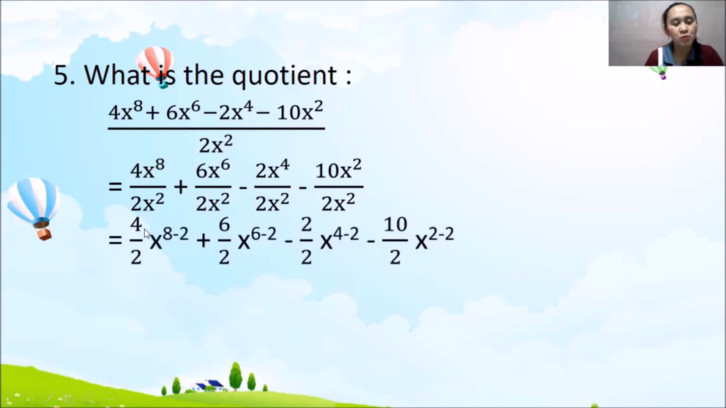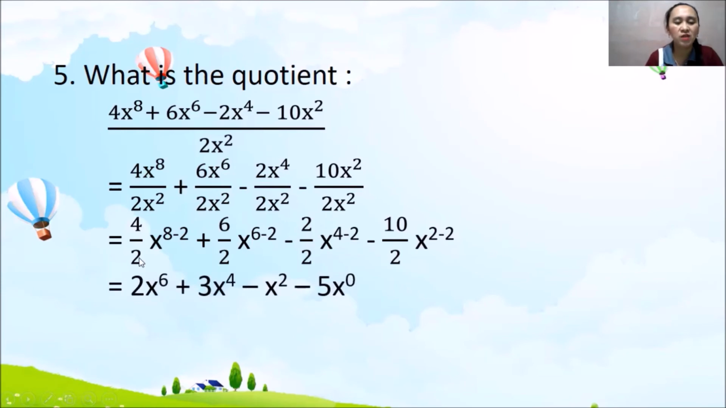Okay, divide the numerical coefficient 4 divided by 2, x to the exponent of 8 minus 2, plus 6 divided by 2, the variable of x raised to the exponent of 6 minus 2, minus 2 divided by 2, variable of x to the exponent of 4 minus 2, minus 10 divided by 2, variable of x to the exponent of 2 minus 2.